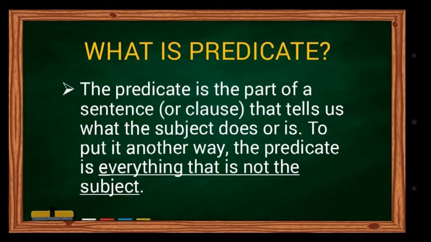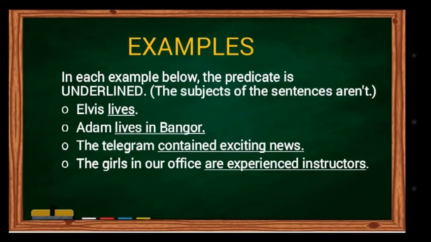So, what is a predicate? The predicate is the part of a sentence or clause that tells us what the subject does or is. To put it another way, the predicate is everything that is not the subject. So these are the following examples. In each example below, the predicate is underlined. The subject of the sentence is not.